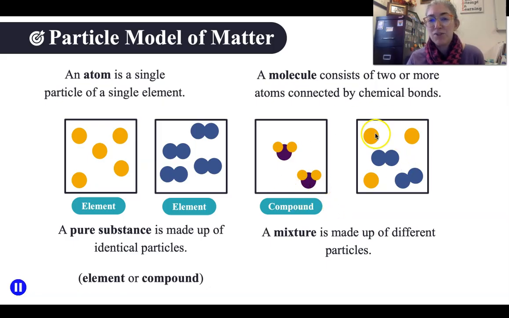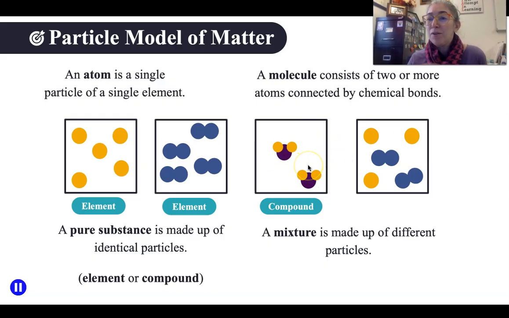Compounds are different from mixtures because in compounds, the atoms are actually chemically bonded or connected together, like these two. Versus a mixture, where the elements are separate from each other. The particles are physically separated from each other.